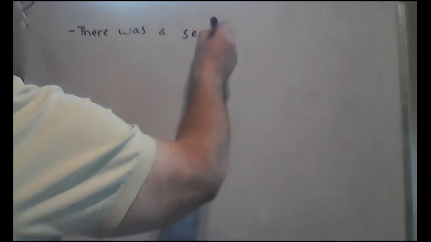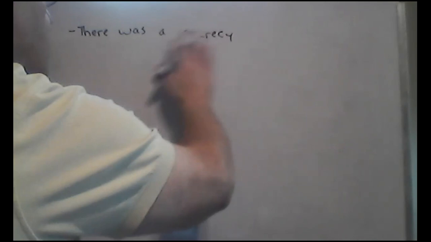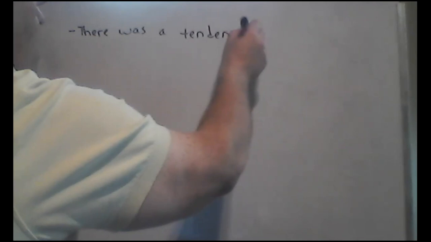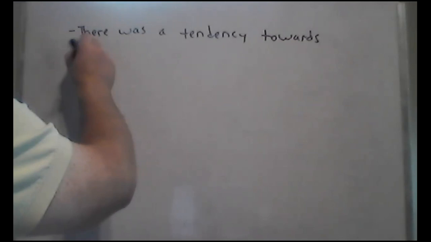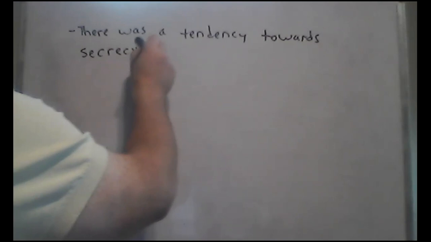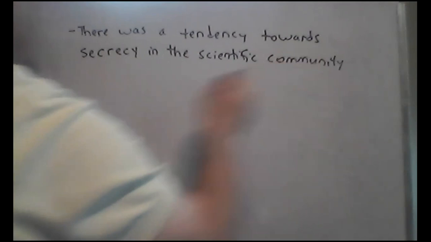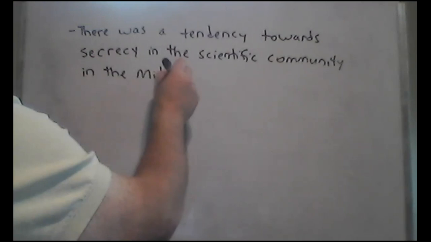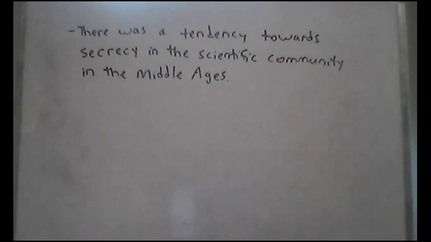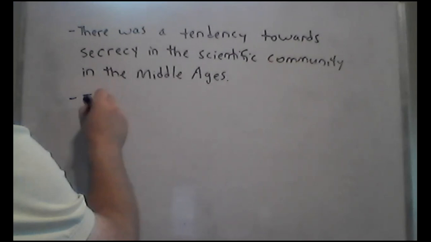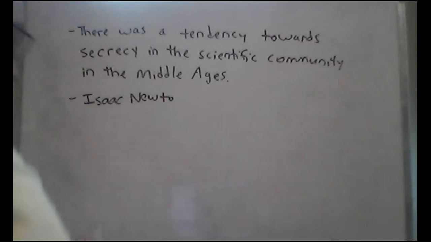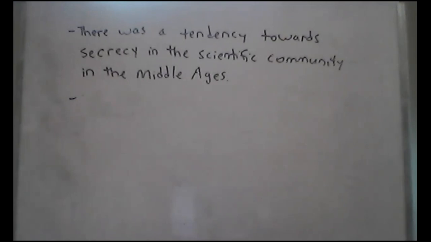There was a secrecy, or a tendency towards secrecy, in the scientific community in the Middle Ages. So, for instance, Isaac Newton, or Sir Isaac Newton, discovered much of what was in the Principia years before he published the Principia.